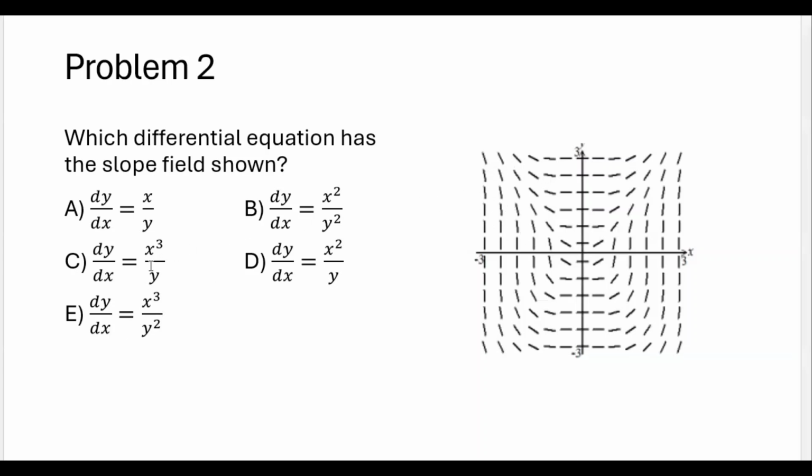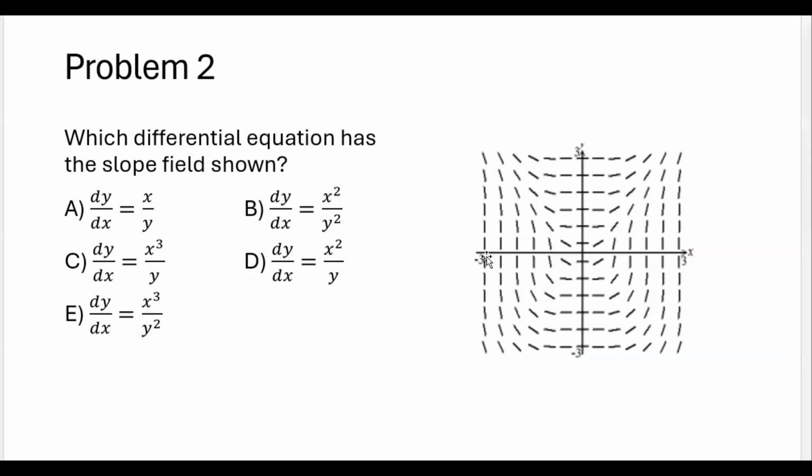So we're left with C, D, E, right? If x is negative, negative cubed is negative, but y is positive, so dy/dx should be negative, okay? That's correct, it seems like. And that's correct here. This one won't make sense though, okay?